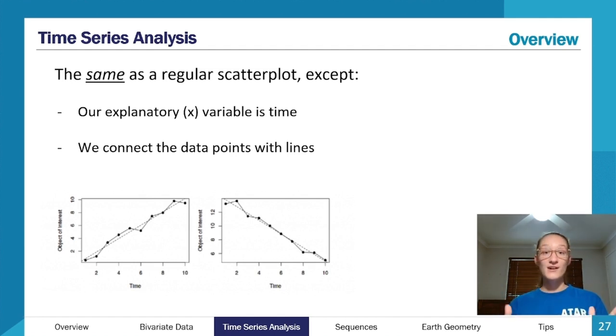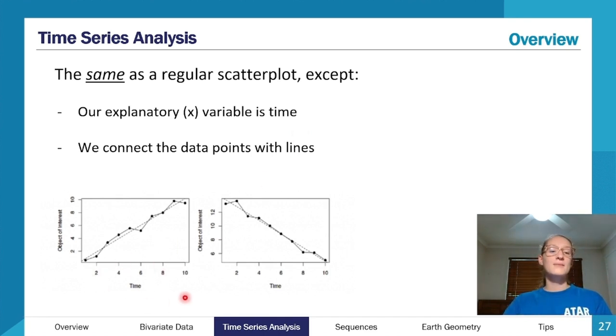The awesome news is that time series analysis, topic two, is a lot smaller than topic one. There are still some challenging concepts in there that can take you a little while to wrap your head around, but a lot of it is quite similar to topic one, our bivariate data. You can see that similarity here, because our time series plots are quite similar to our scatter plots, with one of the main distinctions being that our explanatory variable is always a measure of time, whether that be seconds, months, weeks, minutes, even decades.